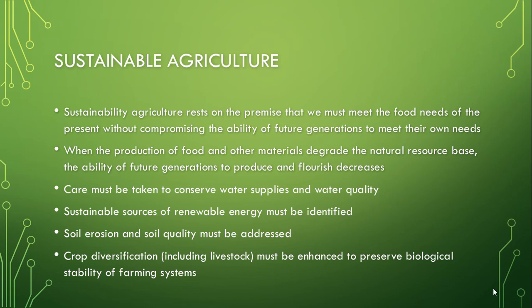As mentioned before, crop diversification, including diversification within your livestock as well, must be enhanced to preserve the biological stability of your farming systems. Because remember, anytime you produce intensively using one type of crop, as you find in systems around the world, such as wheat production, corn, etc., that actually creates environmental problems that produce negative feedback into the system that always comes back to us as human beings.